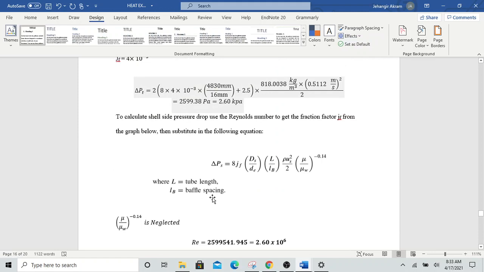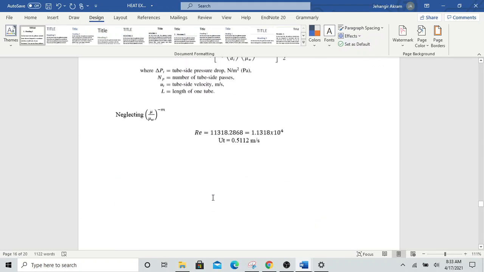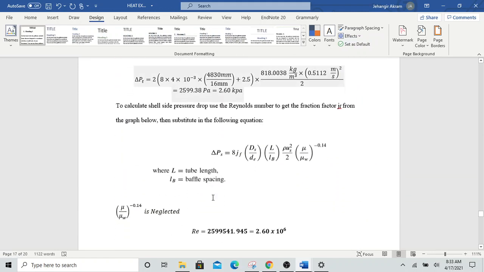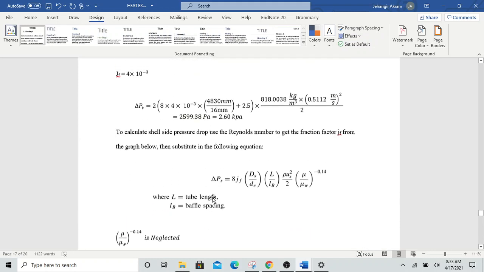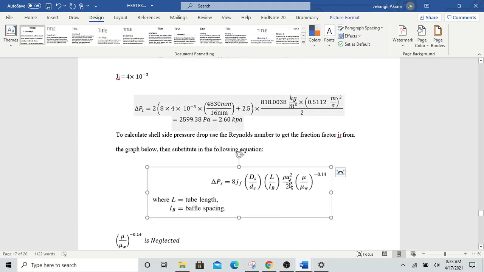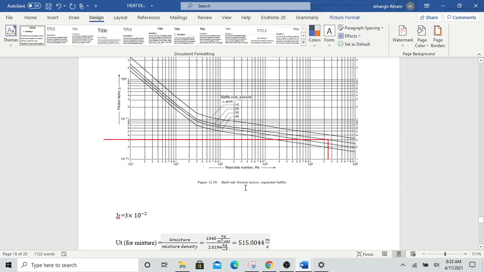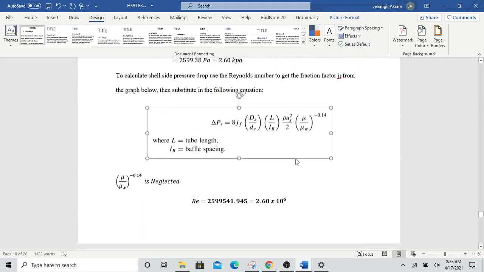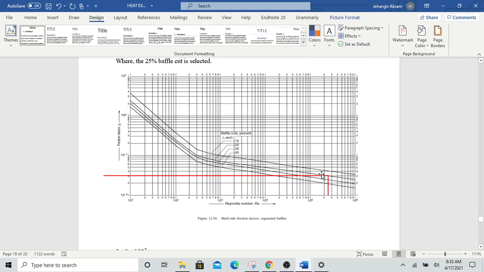Okay, similarly, we have a pressure drop formula for shell side, which is given by this formula. Shell, we have GF. Okay, GF for shell side is different. You see, shell side friction factor is different, segmental baffles. And in this case there is not a single line, there are multiple lines, and we will be crossing our Reynolds number with the line of our case.